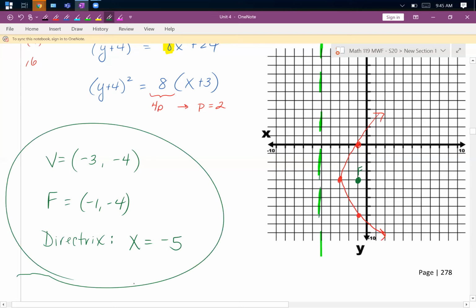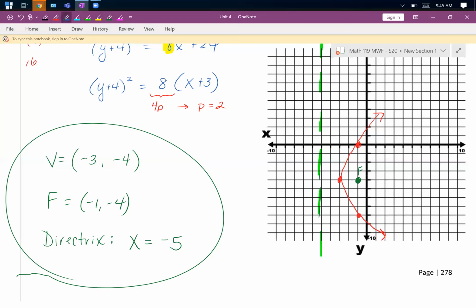Questions at all on graphing parabolas? Yeah, how do you find the directrix? Like, how do you know what that is? It is p units behind the focus, behind the vertex of the parabola. Oh, so once you have p, you just go backwards? Yep, you got it.